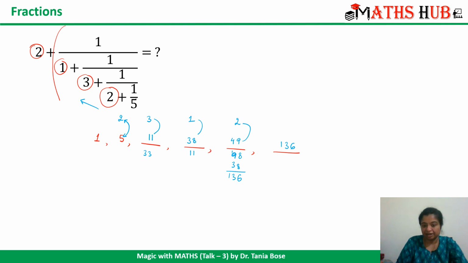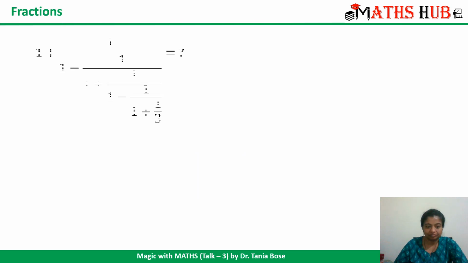Now how to write the answer? If the question was just to find out this part, the one that I've written over here, then your answer would be 49 upon 136. But since it is written 2 plus something, we'll just revert it and your final answer will become 136 divided by 49. Right? Okay. So let's try the next problem.